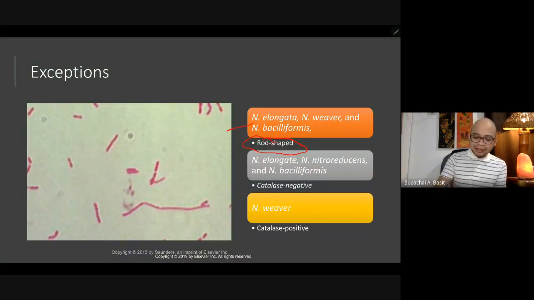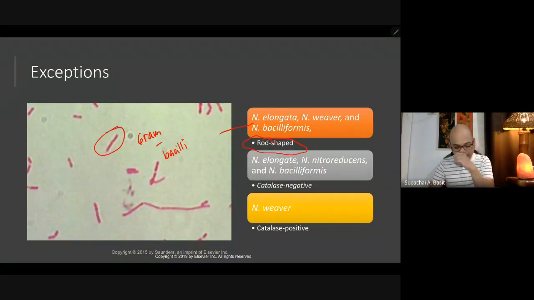These particular Neisseria are gram-negative bacilli, so obviously they are rod-shaped. Not all of them are catalase positive, so we also have an exception. Neisseria elongata, Neisseria nitroreducens, and bacilliformis are all catalase negative. That's another exception. And Neisseria weaveri is catalase positive.